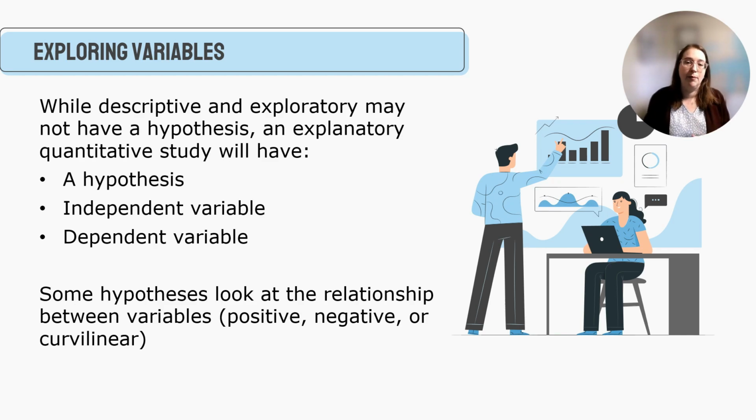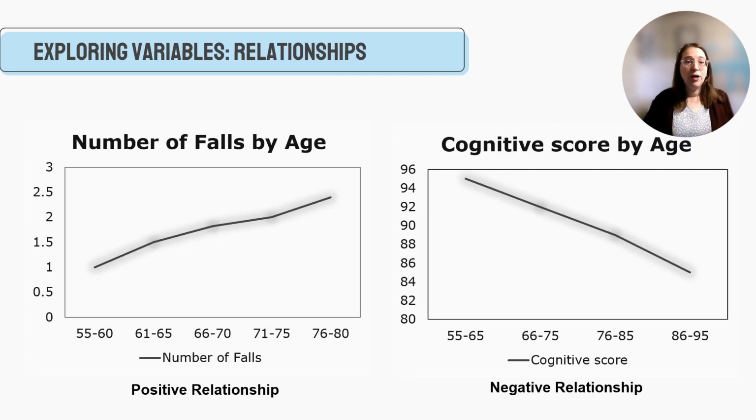So let's look at some examples quickly. So maybe you work in a long-term care facility and you start to notice that the older individuals get, it seems like they have more falls, but you're not exactly sure about it. Maybe you look at resident records for the last year in this long-term care facility.